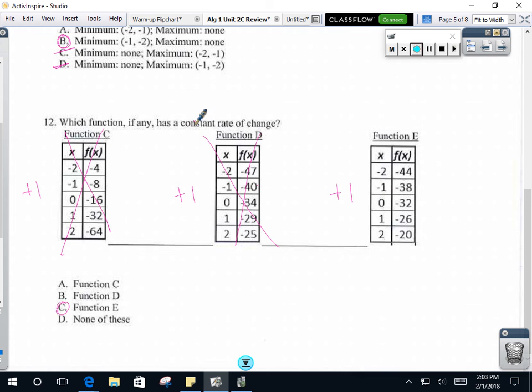Okay, basically, when they're asking for a constant rate of change, they're asking for which one of these is linear. It'd be the one that does the exact same thing every time. So like the slope for this one would have been 6 over 1, because it's going up 6 in the y's, up 1 in the x's.